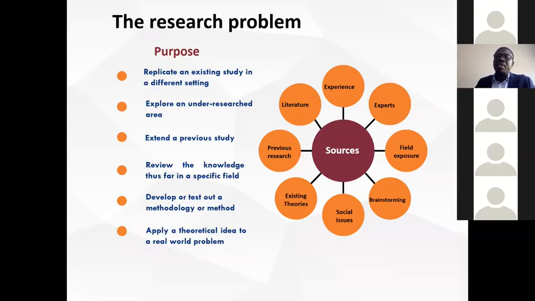Then your own previous research. Maybe you may have done some research when you were doing your master's or at the undergrad level, and you want to extend it. Then the literature. For me, the literature is one very important source of research topics or research problems. And I always advise students, when they bring me their proposal, I ask them, have you read the literature? For me, that is the first point. That will help you to identify the gaps and the areas that need further inquiry.